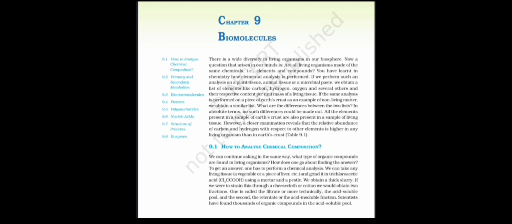If we were to strain this through a cheesecloth or cotton, we would obtain two fractions. One is called the filtrate, or more technically, the acid soluble pool, and the second, the retentate, or the acid insoluble fraction. Scientists have found thousands of organic compounds in the acid soluble pool.